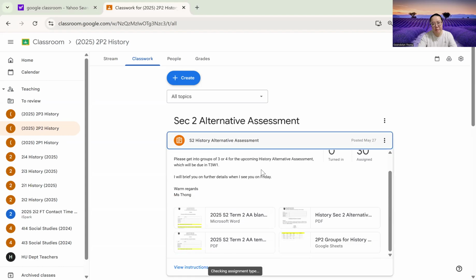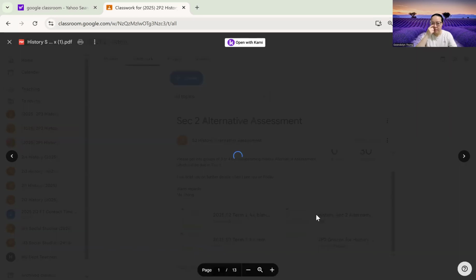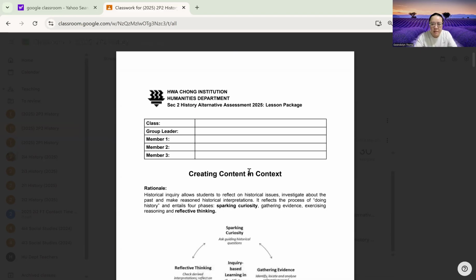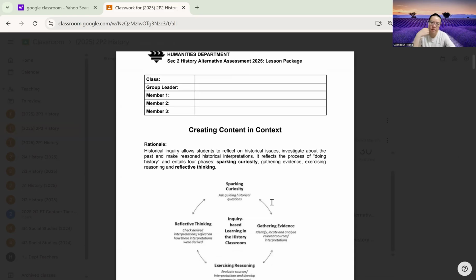You'll see a number of items. First of all, let's take a look at the alternative assessment package. It's called Creating Content in Context. A lot of C's here, you see. So as you can infer, it's a creative activity.